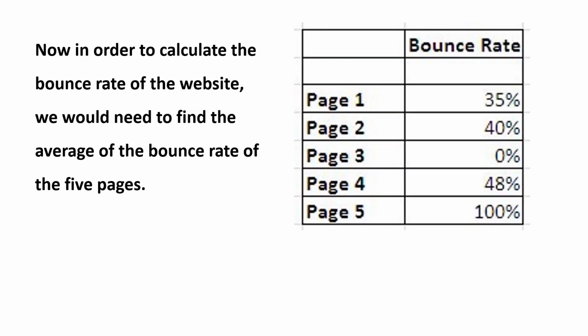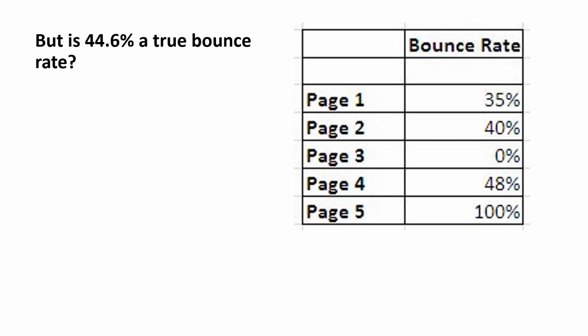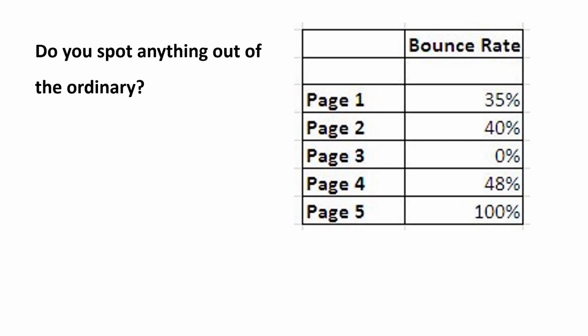Now in order to calculate the bounce rate of the website, we would need to find the average of the bounce rate of the 5 pages. So bounce rate of the website equals 35 plus 40 plus 0 plus 48 plus 100 divided by 5 equals 44.6%. But is 44.6% a true bounce rate? No. Look at the distribution of bounce rate across all the web pages one more time. Do you spot anything out of the ordinary?